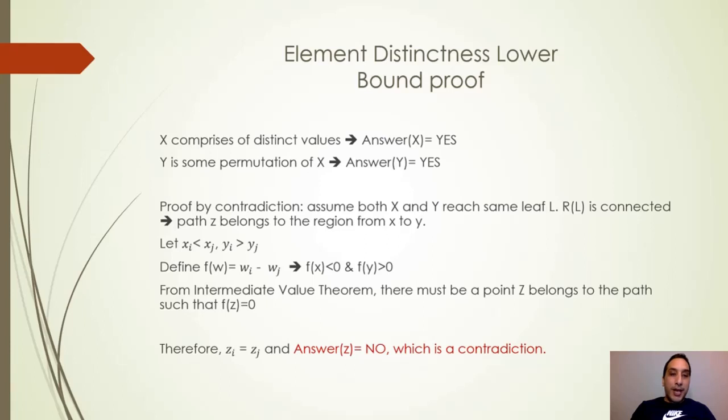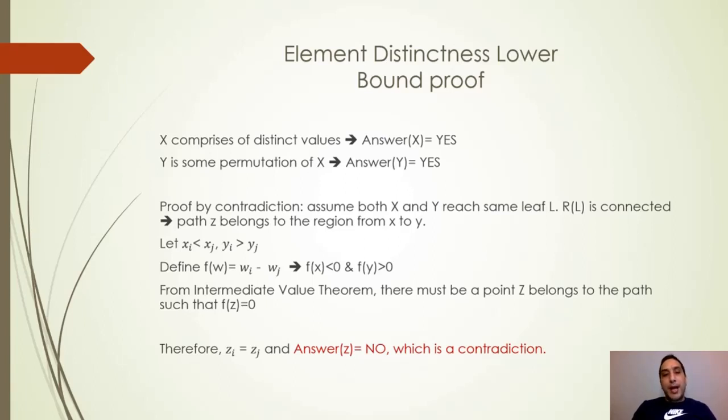And because R of L is connected, there must be a path z that belongs to the region from x to y. So let's take xi less than xj, and let's take yi greater than yj, which is possible since y is only a permutation of x and the elements of y are in a completely different order than x. Then yi could very well be greater than yj.